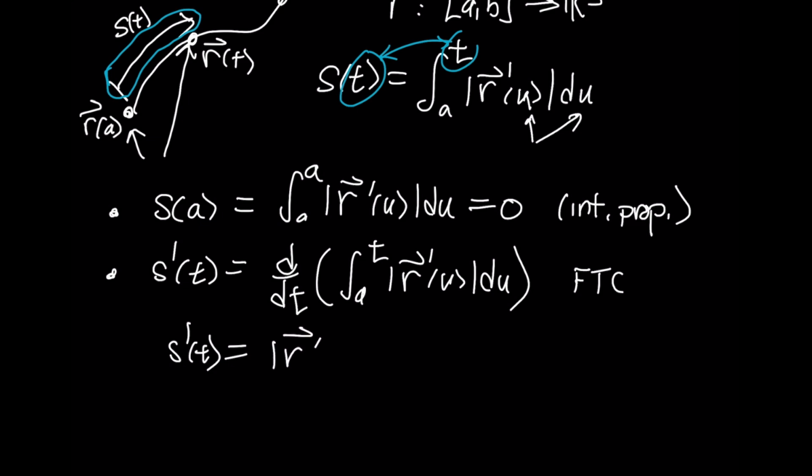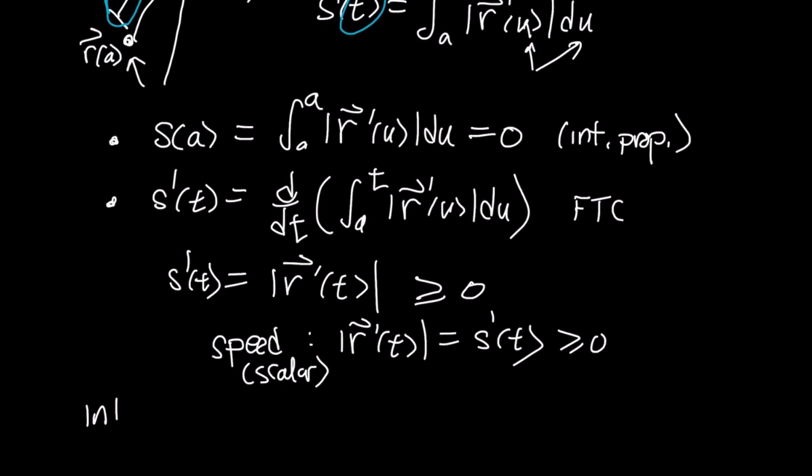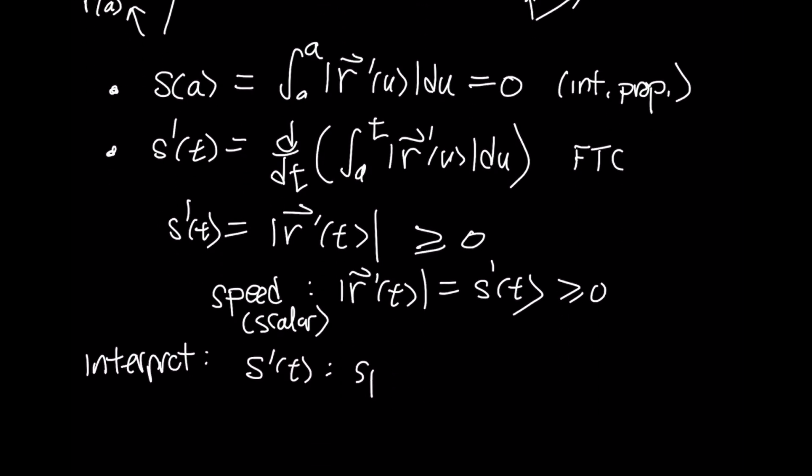Because this is a length, I know that this always has to be greater than or equal to 0. So I have a new notation for speed here. The speed we've already defined as the magnitude, but it could also be this function. And I know that it has to be greater than or equal to 0. Remember, it's always a scalar function. When I see s prime of t, this is the speed while moving along the curve C with this path.